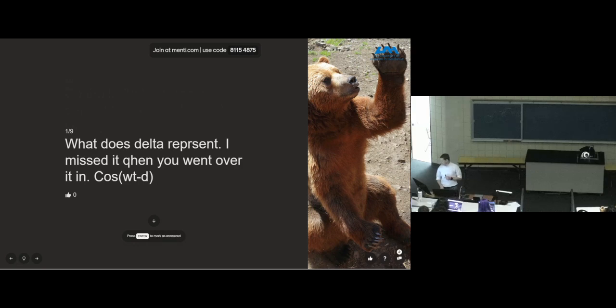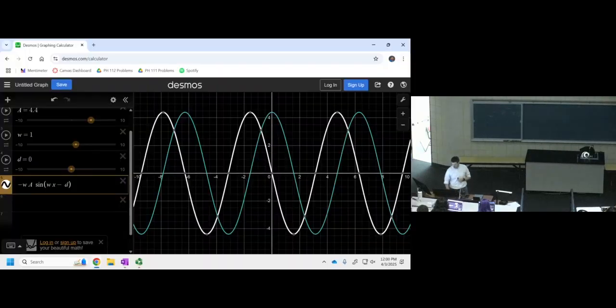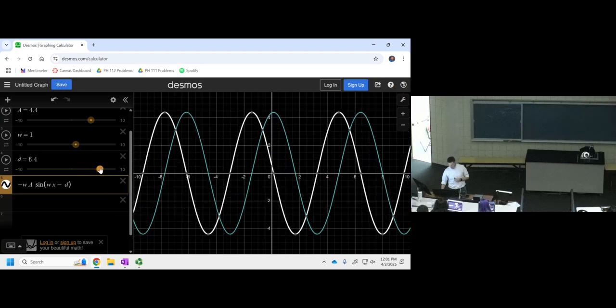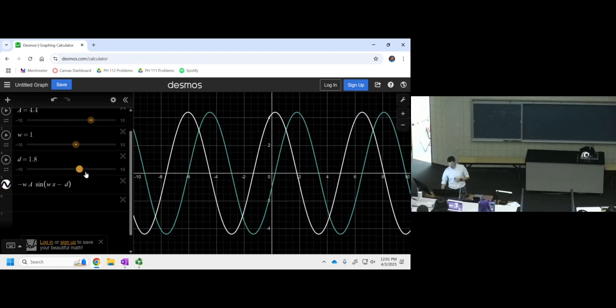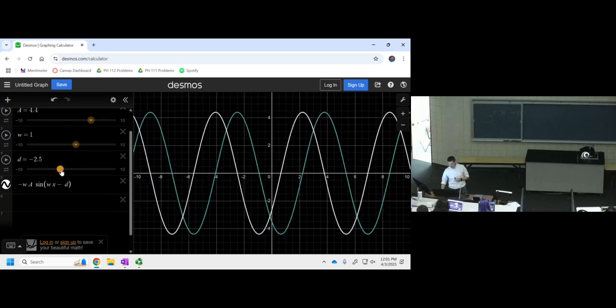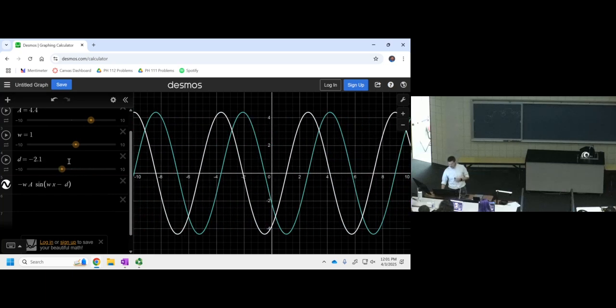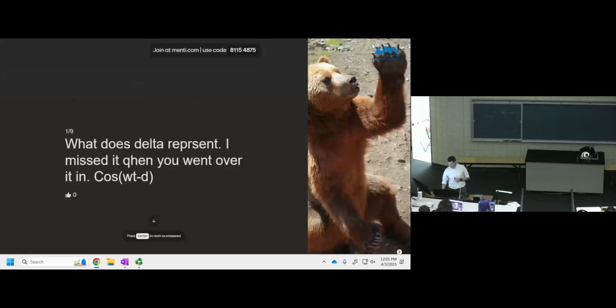What does delta represent? Delta represents a phase offset. If I go back to my Desmos slide, when I'm moving D, it's going to shift the wave to the right or to the left. So delta is the phase offset. It's going to shift the wave to the right or to the left.